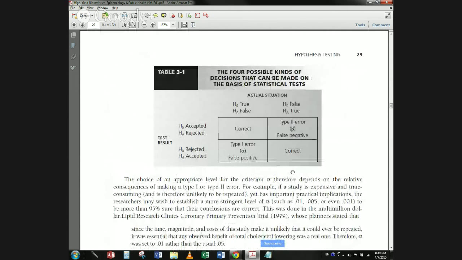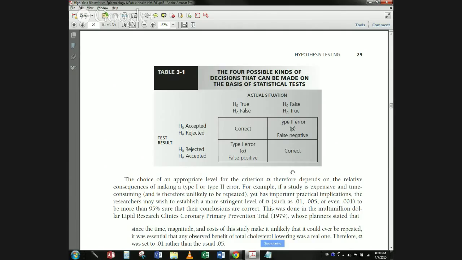The choice of an appropriate level for the criterion alpha therefore depends on the relative consequences of making a type 1 or type 2 error. For example, if a study is expensive and time-consuming and is therefore unlikely to be repeated, yet has important practical implications, the researchers may wish to establish a more stringent level of alpha, such as 0.01, 0.005, or even 0.001, to be more than 95% sure that their conclusions are correct.